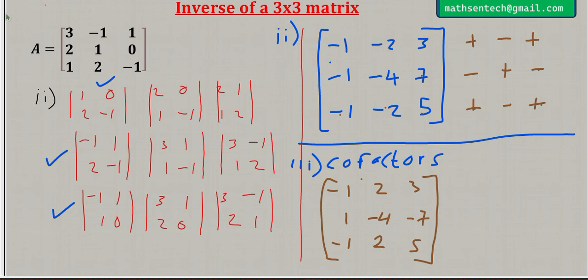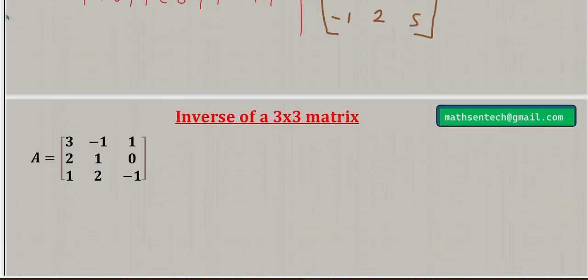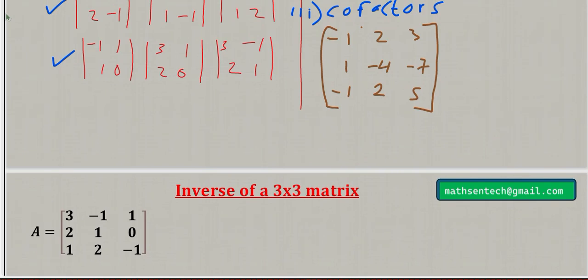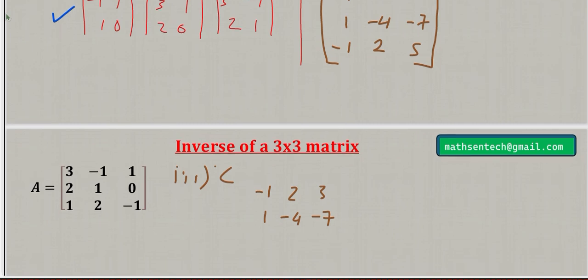Then after the cofactors, you now go to the next one. We are actually done with the cofactors. Now the next part is the cofactor transpose or the adjoint. Hoping you remember the cofactor transpose or the adjoint. Let me just write that portion right here. So just put this part, the cofactors. This would be negative 1, 2, 3, 1, negative 4, negative 7. I'm just writing what I have there. Then negative 1, 2, 5. So this is your cofactor.